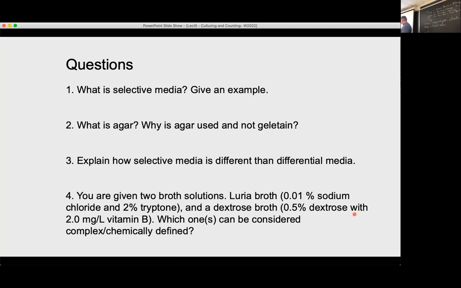Luria broth is complex because it has tryptone. So tryptone is an enzymatic digest like peptone. It's a tryptic digestion, like a peptide digestion of proteins. Also has sodium chloride. Sodium chloride is a chemical. So there are chemicals in there, but there's also these mixes. Good to observe that. So there's chemicals and mixes as well.